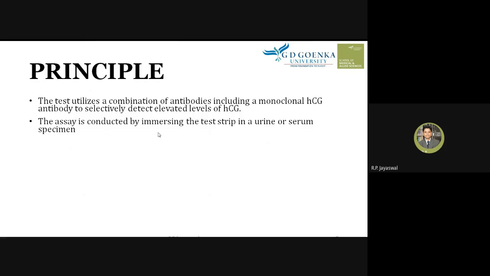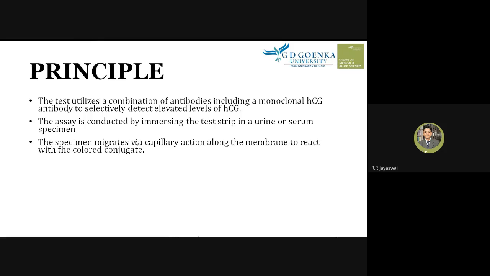The HCG test is conducted by immersing the test strip in a urine or serum specimen. So here we have taken a urine sample, and we can also take a serum sample. What we can do is immerse the test strip, the pregnancy strip, into this sample.